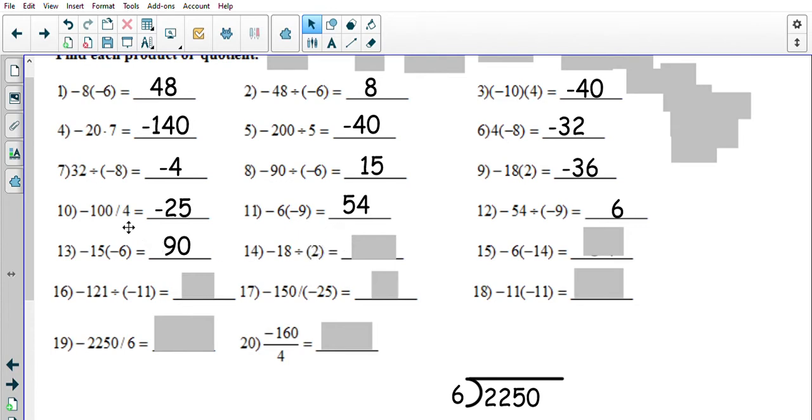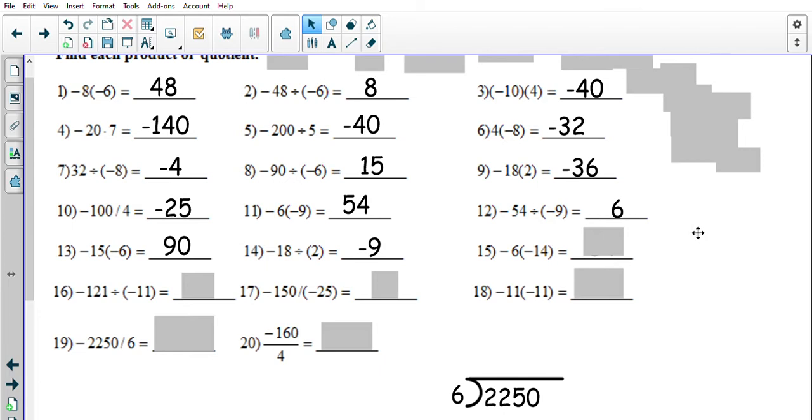We do need them sometimes when we're representing multiplication, like in number 13, but there are parentheses here. They don't really mean anything. 18 divided by 2 is 9. Since the signs are different, my solution will be negative. Number 15, we have negative 6 times negative 14.